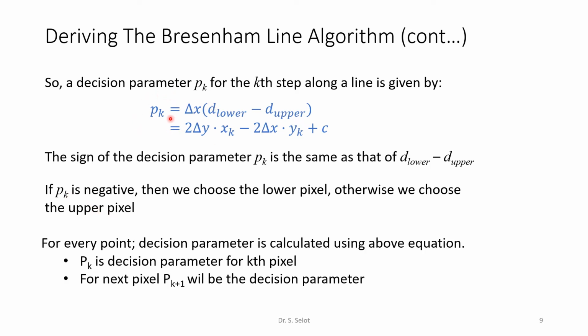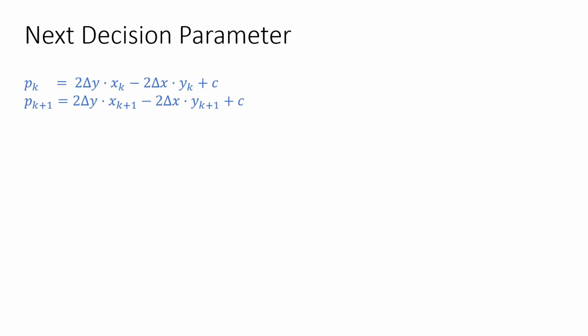We also need one more derivation which will give us a decision parameter for the next point, because this decision is taken inside the loop. So whenever we are inside the loop, we need to find out the decision parameter for each and every position. If you know the current decision parameter, what will be the value of the next decision parameter? So let us find out the next decision parameter.